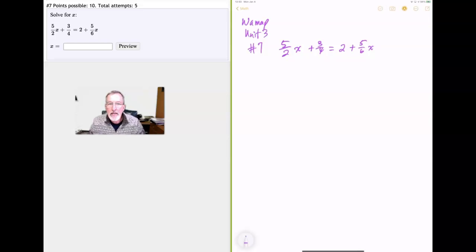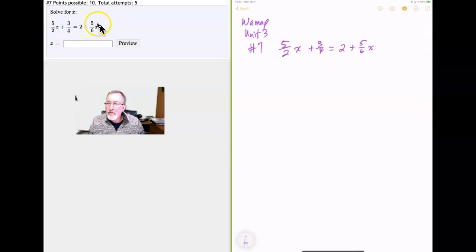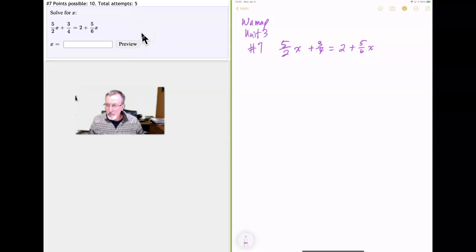Hello, everyone. We're going to take a look at problem number 7 from WAMAP Unit 3. This is Math 55. And we're solving for x, and in this case, x has fractions as the coefficient. Let's move it around.